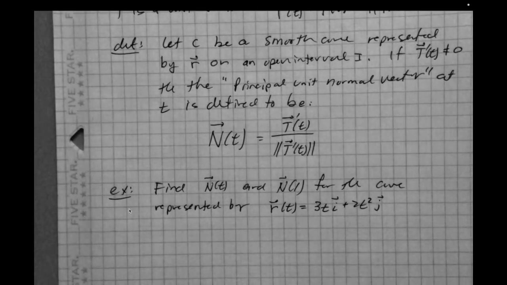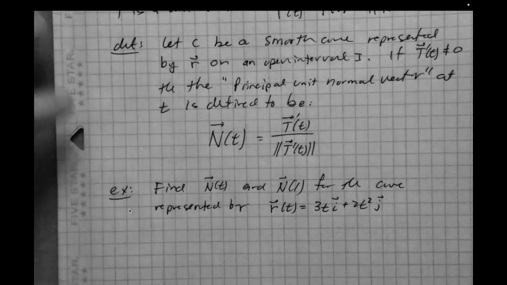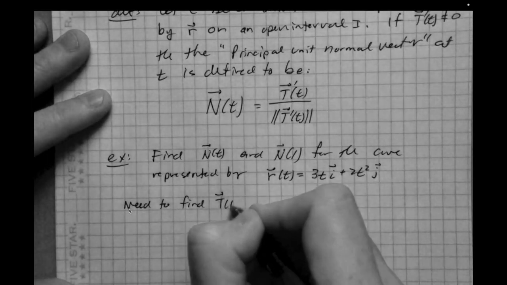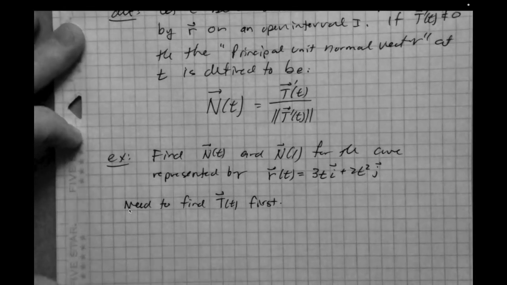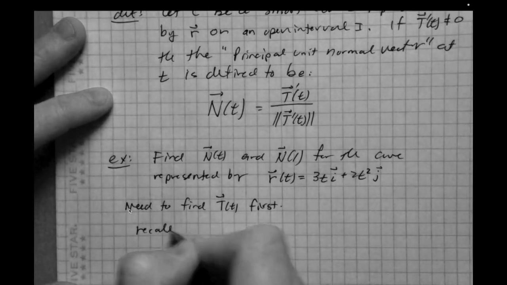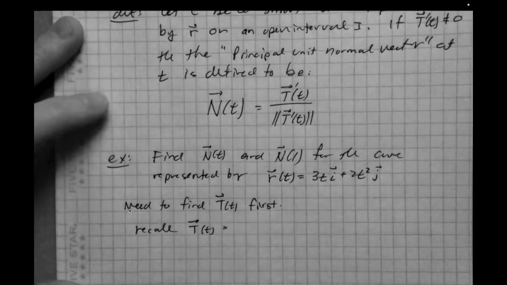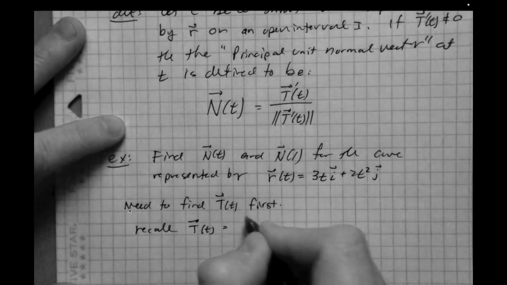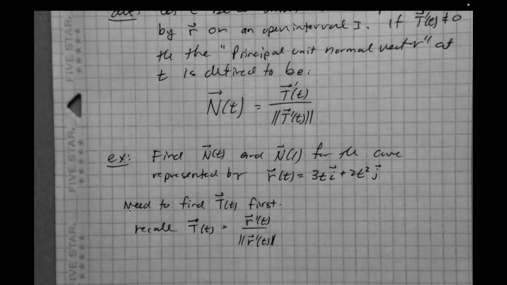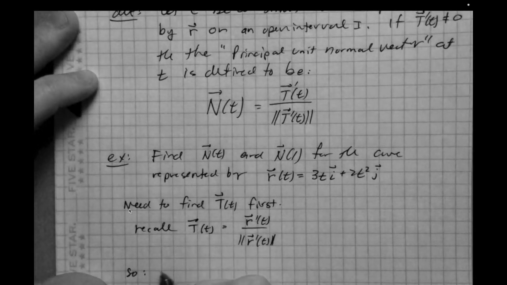Okay, so first, in order to find the principal unit normal vector, we're going to need the unit tangent vector, right? So we need to find T of t first. And let's remember what T of t was. It's going to be equal to the derivative over the norm of the derivative. So we need r prime.